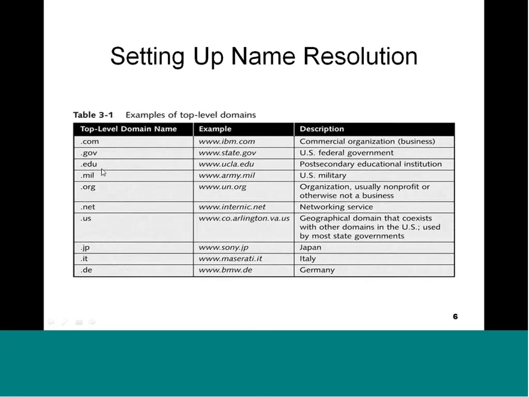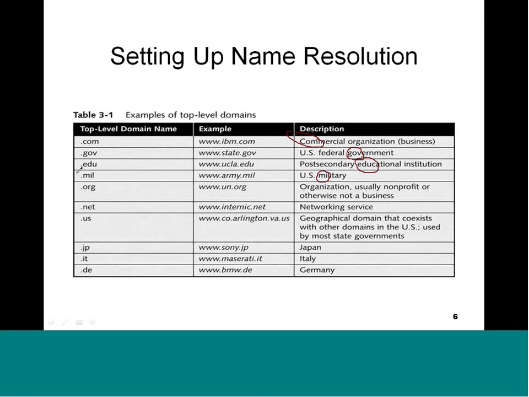Then you have EDU, which is another very common top level domain name. For example, here it's www.ucla.edu, could be stanford.edu, several schools.edu. And these are the educational institutions, so that's why the first three letters stand for EDU. Now the US military has its own top level domain name, again denoted by the first three letters, MIL.